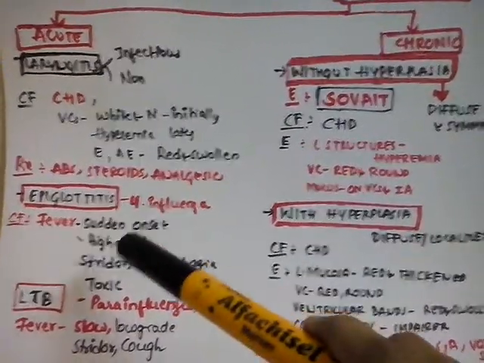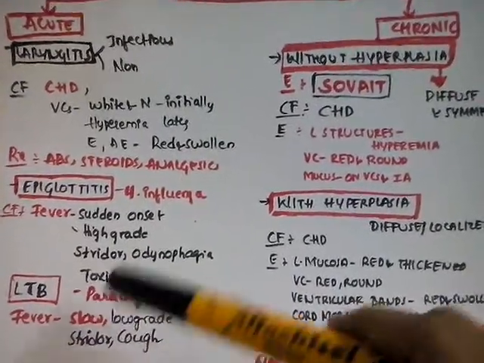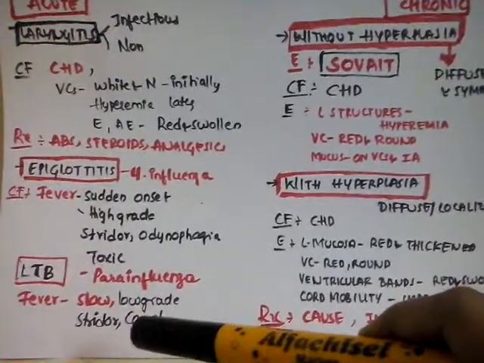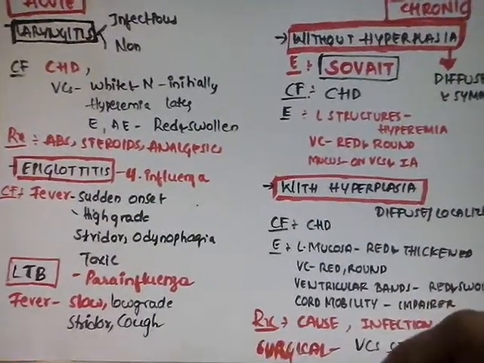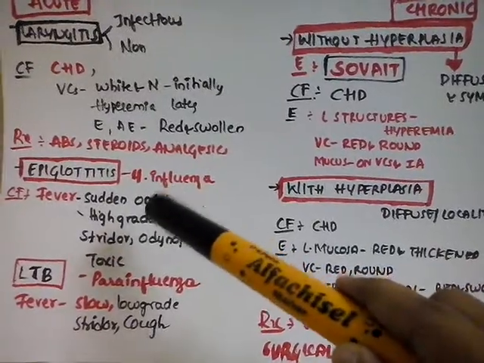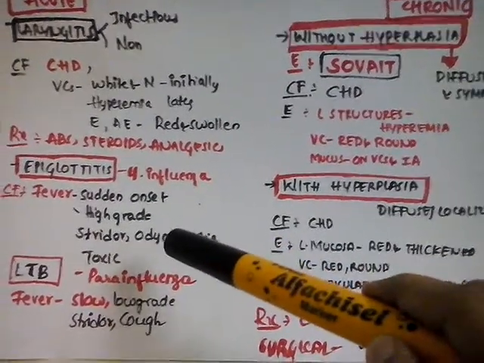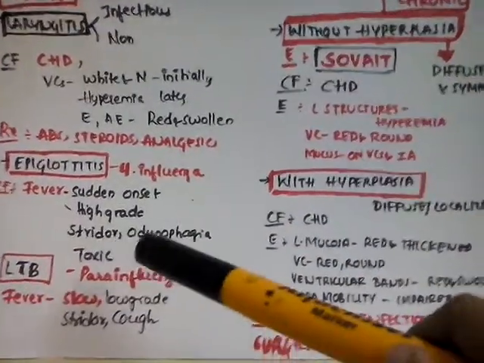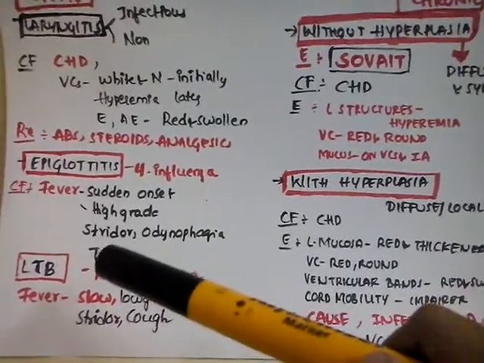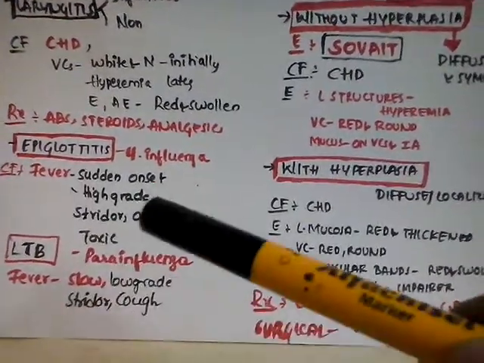Clinical features of epiglottitis are fever, which is sudden in onset and high grade, so they look toxic. Whereas in laryngotracheobronchitis, fever is slow and low grade. Stridor is common. Along with this, there is odynophagia in epiglottitis, as the epiglottis is involved. As the bronchus is also involved in laryngotracheobronchitis, cough is seen.